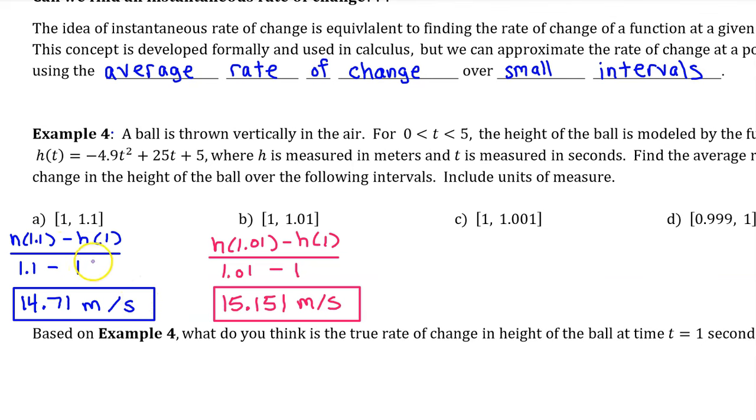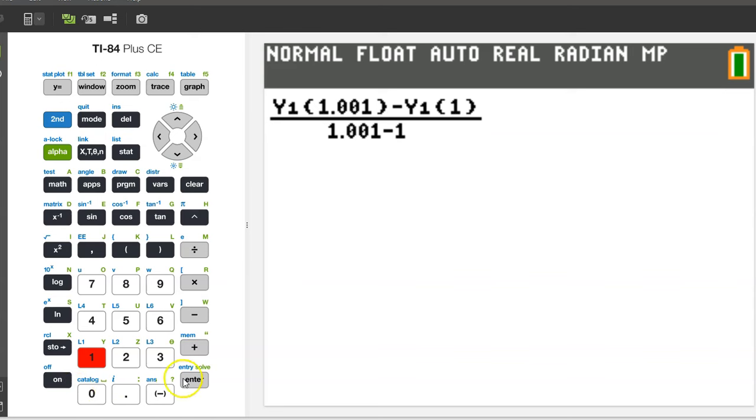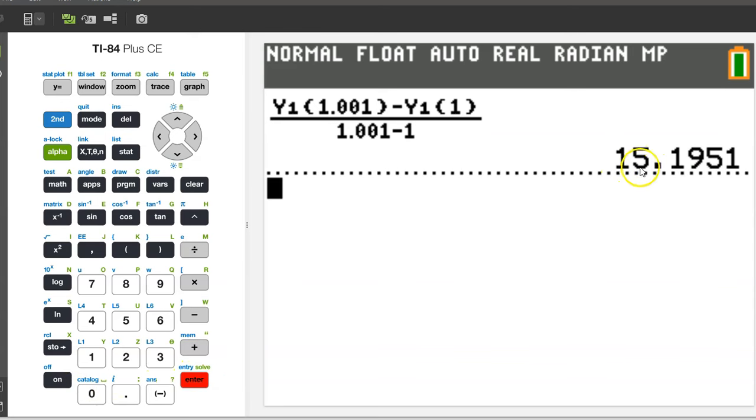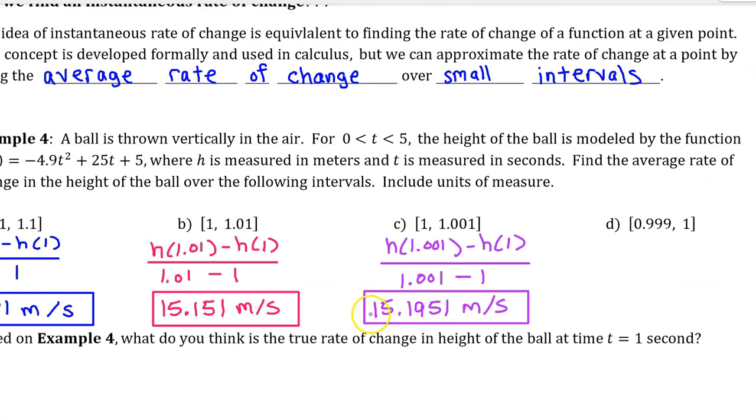Notice that in part A, we found the average rate of change of h on a small interval, and then in part B, we found the average rate of change on an even smaller interval. For part C, we will make that interval smaller still. Here's the expression for the average rate of change of h on this tiny interval. Let's type it in. 15.1951. This is the average rate of change on a tiny interval very close to t equals 1.